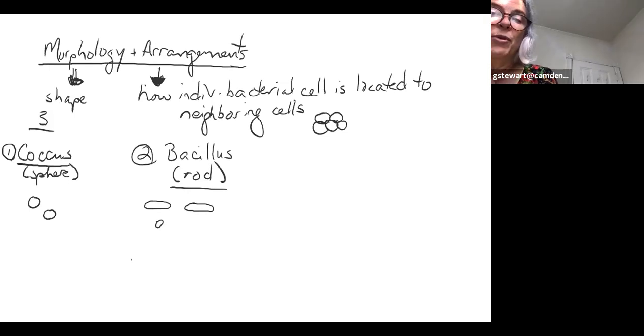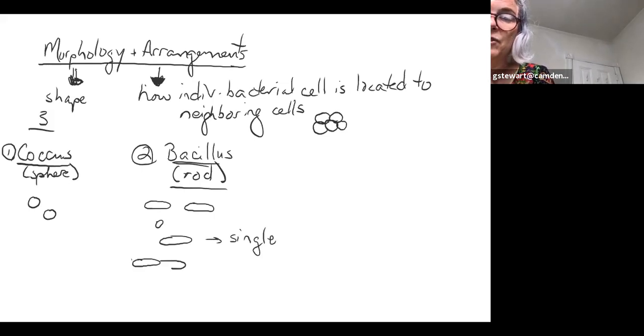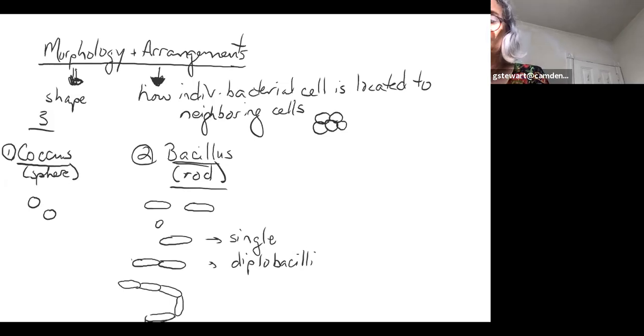And that would be the morphology, the shape. The arrangement of bacilli usually occurs as single. That's pretty self-explanatory. Sometimes they're arranged like this in a pair. We would call those diplobacilli. And occasionally they're arranged in a chain, maybe like this. And then we'd use that same prefix, streptobacilli.